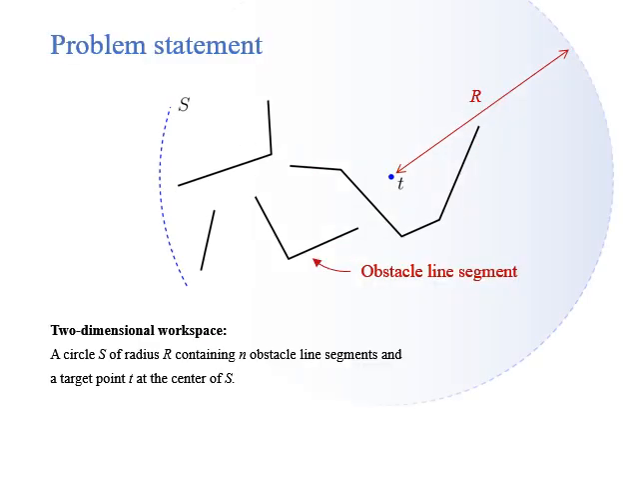So, let us begin by defining the problem. We have a two-dimensional workspace represented by a circle S. In the circle, we have n obstacles in the form of line segments and also a target point T at the center of the circle.